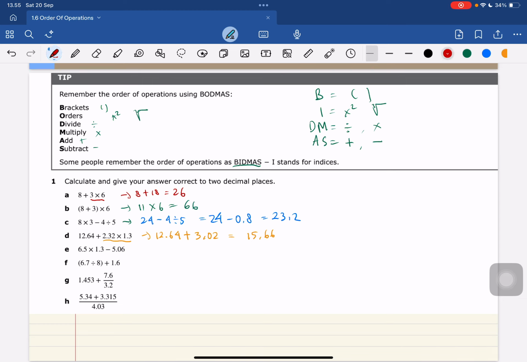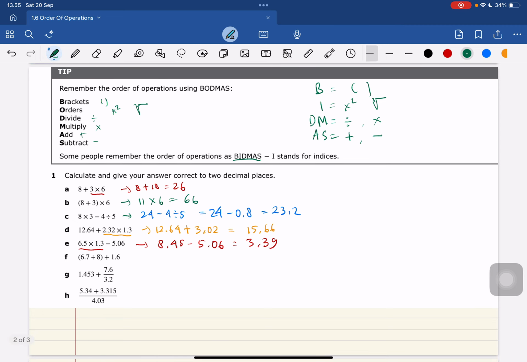Okay, next we got multiplication and subtraction. Starting from multiplication first, 6.5 times 1.3 is going to be 8.45. We minus 5.06, which we get 3.39.